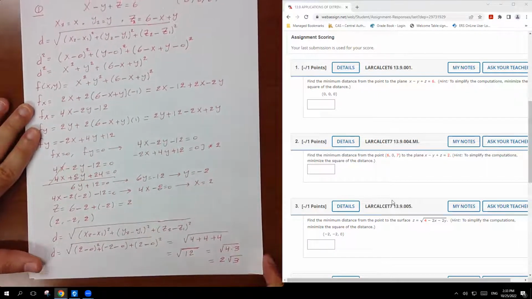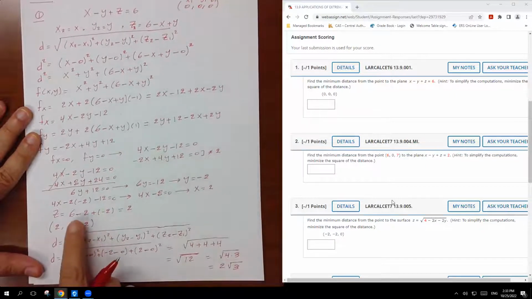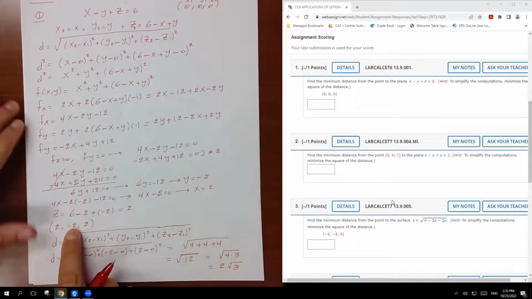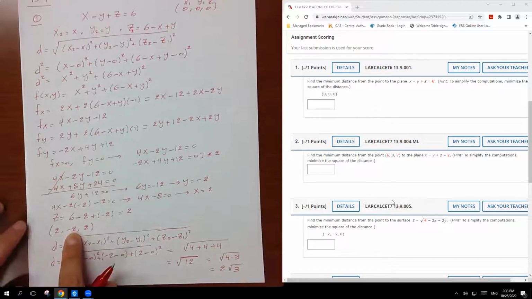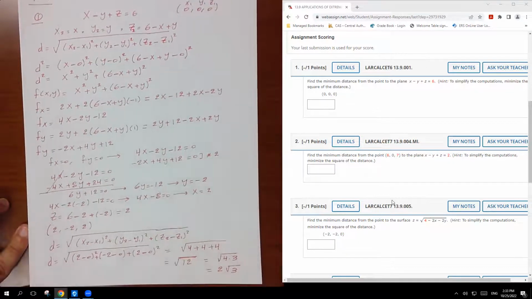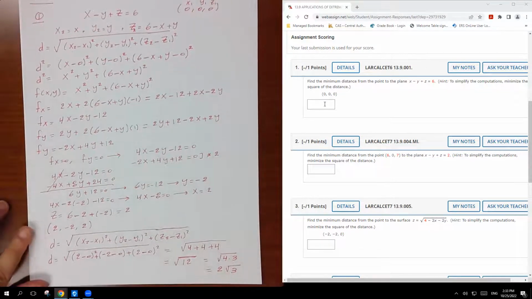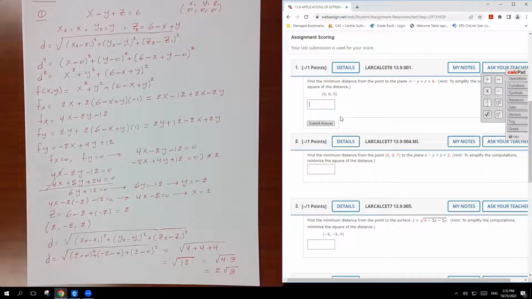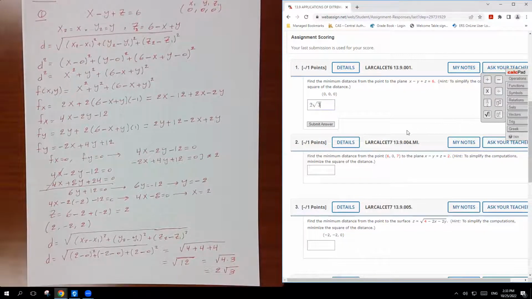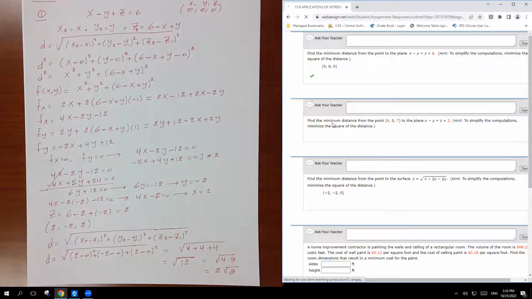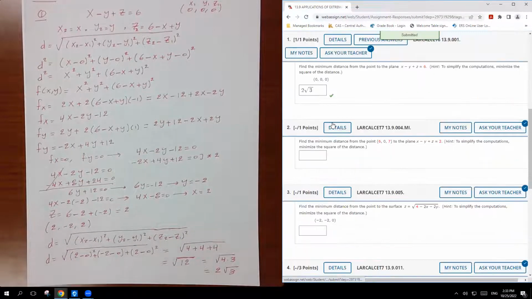That means the distance between this point, the critical point, which is on the plane, and the initial point is going to be 2 square root of 3. So we're just going to type here 2 square root of 3. We got it right. Let's go to the next question, question 2.